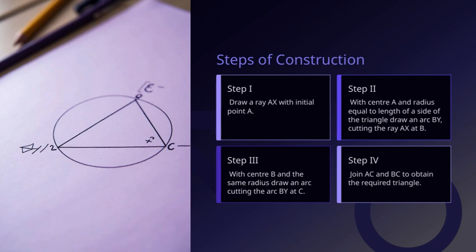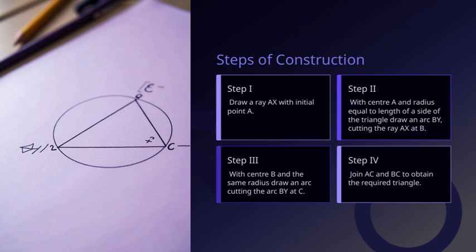Next, in step IV, we focus on the circles centered at A, using A as the center and the length of one side of the triangle as the radius. We draw an arc labeled by. This arc will intersect a ray we're about to draw at point B, which is crucial for defining the triangle's structure. Then, in step II, we repeat a similar process from point B with B as the center and the same radius. We draw another arc that intersects the previous arc by at point C. This intersection point C will help us complete our triangle.